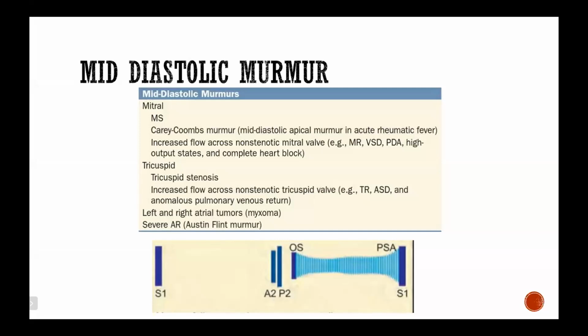Along with that, also basically any obstruction to the blood flow from atria to ventricle. So these can also be because of a left or right atrial tumor, like myxoma. The named murmurs that you need to remember here are Carey Coombs murmur and Austin Flint murmur. The Carey Coombs murmur is the mid-diastolic murmur that is seen in mitral stenosis, whereas Austin Flint murmur is the mid-diastolic murmur that is seen in aortic regurgitation.